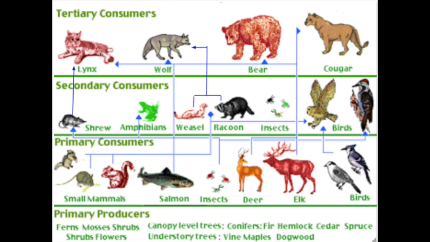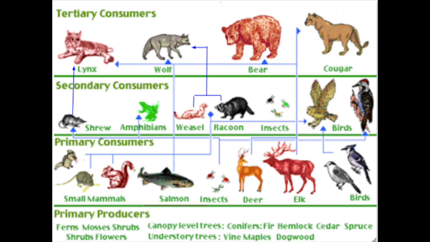In this specific food web, small mammals such as mice, squirrels, and chipmunks are eaten by secondary consumers like weasels, raccoons, and predatory birds. Salmon is eaten by all 4 of the tertiary consumers, the lynx, wolf, bear, and cougar. Small insects are eaten by the shrew, amphibians such as frogs and salamanders, and birds. Deer and elk are both eaten by all 4 tertiary consumers.